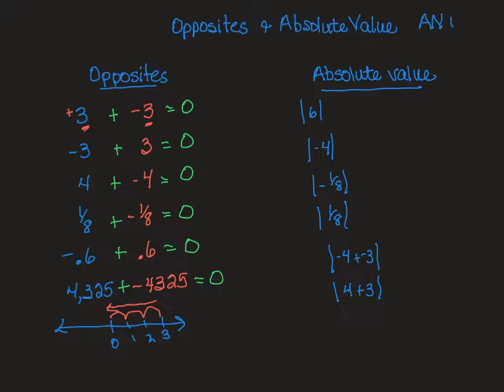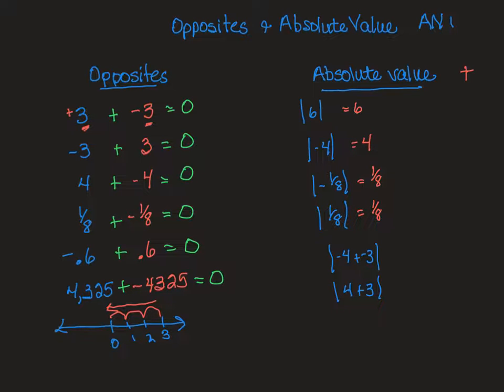Now, absolute value is different. It is always positive. Always. There's never a time when it's not. So let's look. The absolute value of 6 is 6. The absolute value of -4 is 4. The absolute value of -1/8 is 1/8. Absolute value of 1/8 is 1/8. You see, they're exactly the same because -1/8 and +1/8 are the same distance from 0 in different directions.